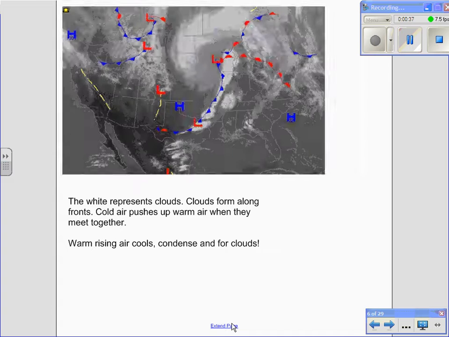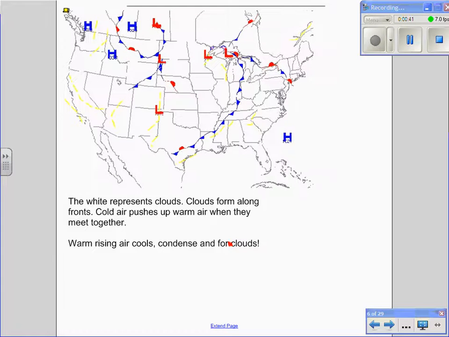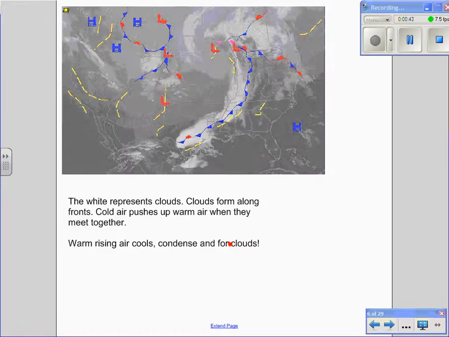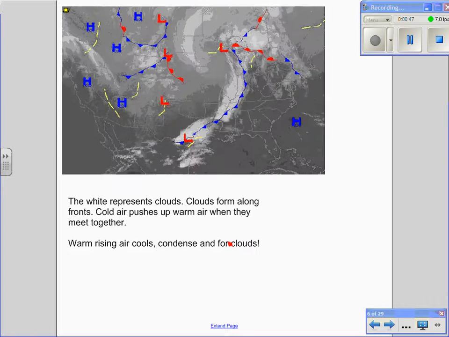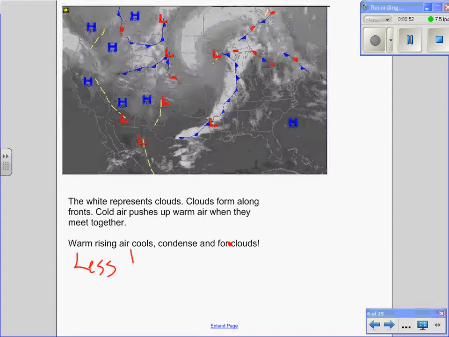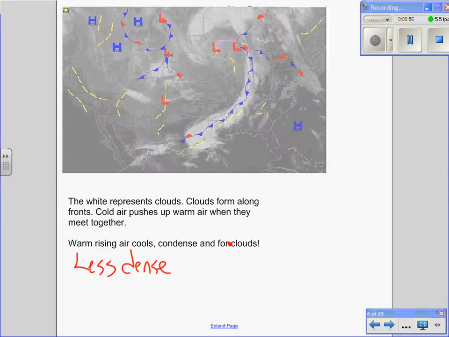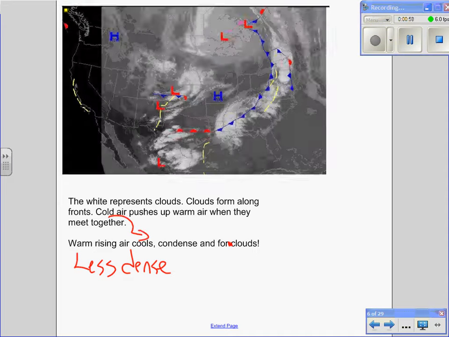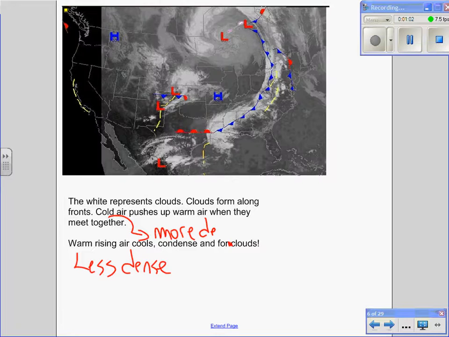Now, the main thing here, the reason why they rise, because again, it's less dense. Warm air is less dense. Okay? Cold air or cooled air is more dense.